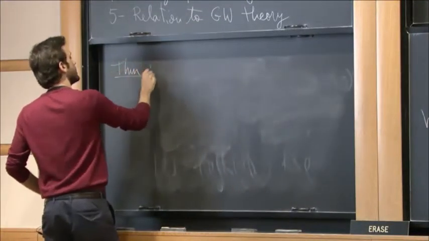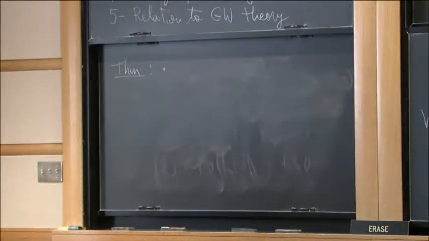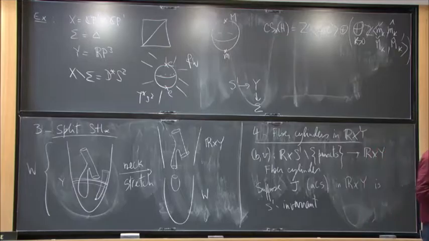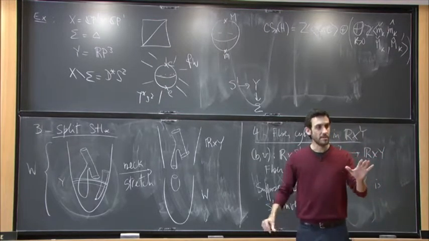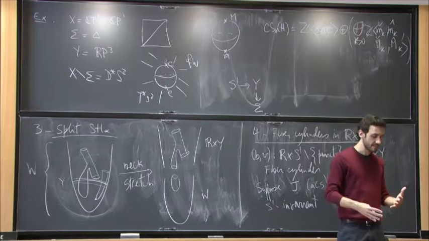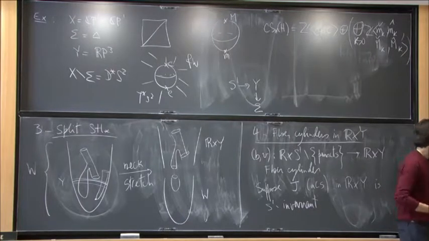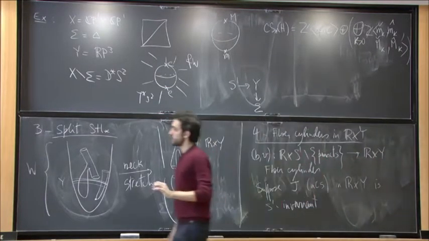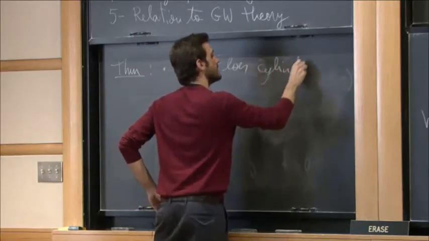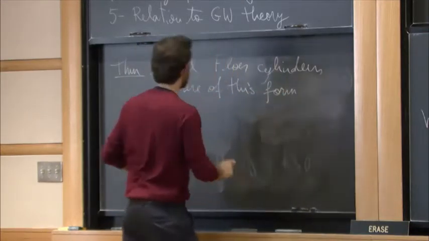So the theorem is the following. There are two parts. The first part says that because I've made my choice of J to be very special, my J has a lot of symmetry in it. Because I've made that choice, all Floer cylinders are of this form. All Floer cylinders come from J-holomorphic cylinders that get modified by this function F1, F2. Okay, so all Floer cylinders are of this form.